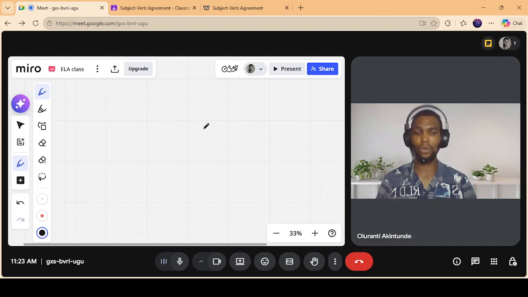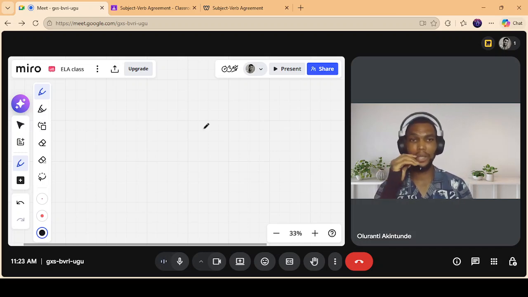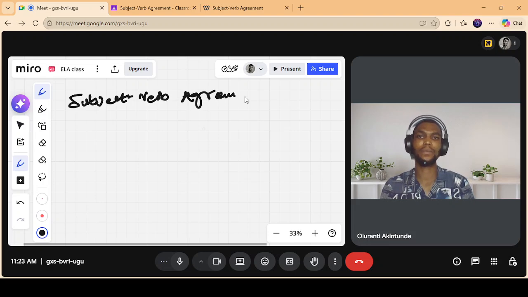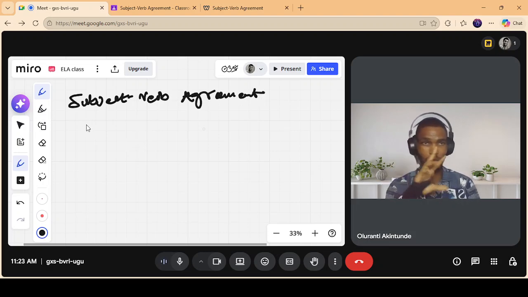Alright, so for my 5 minute demo lesson, I will be talking on a popular topic, which is the subject verb agreement. The subject verb agreement. Now, I would like to talk about two things.